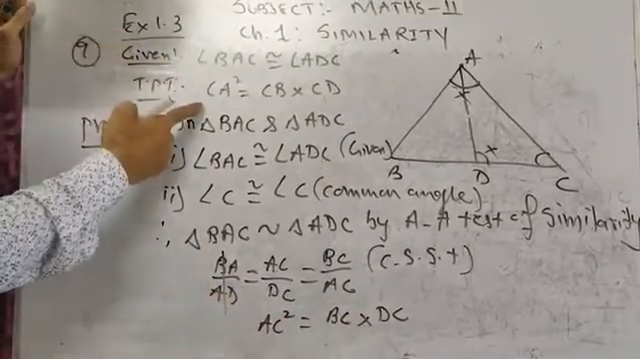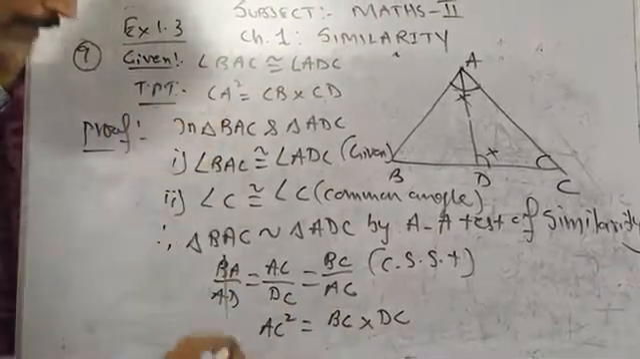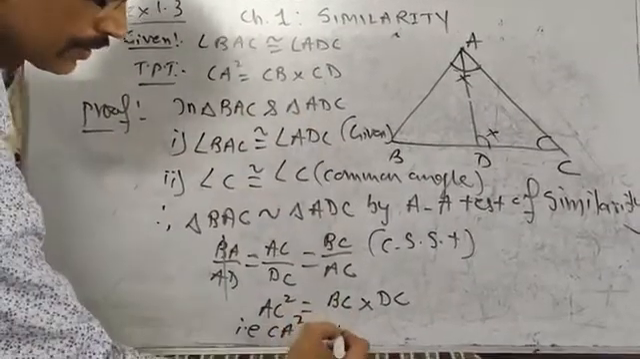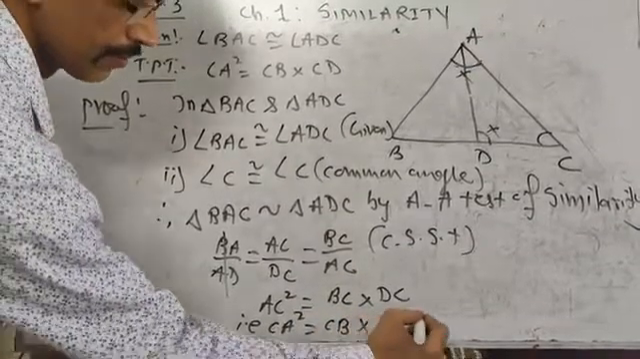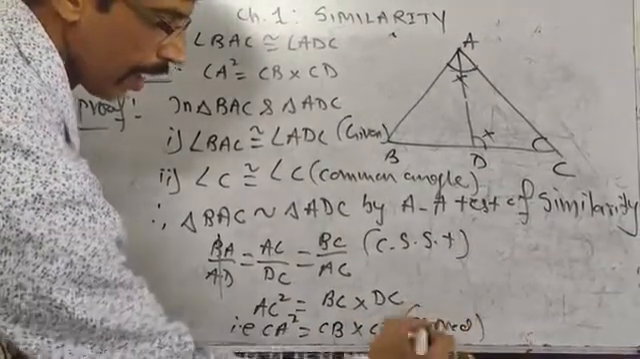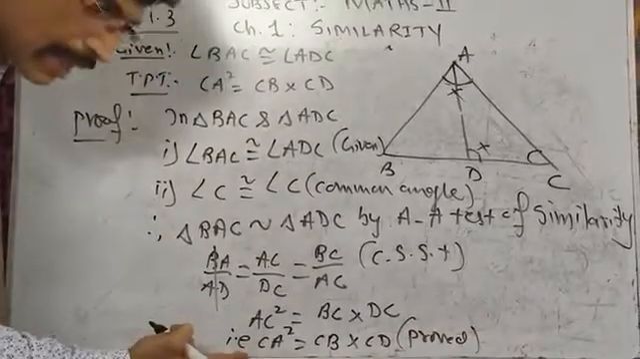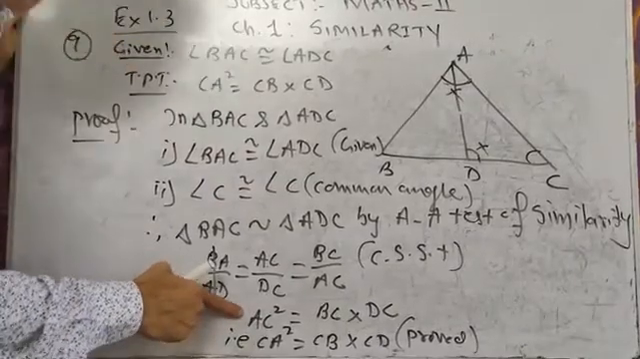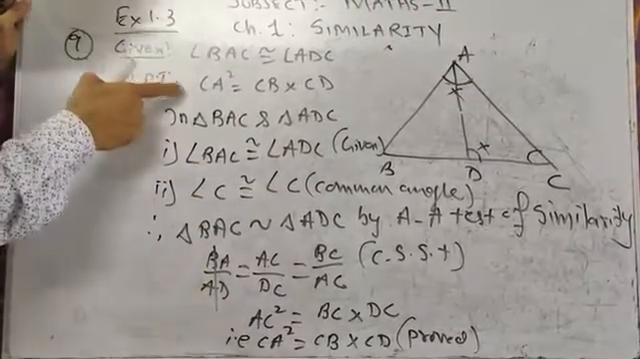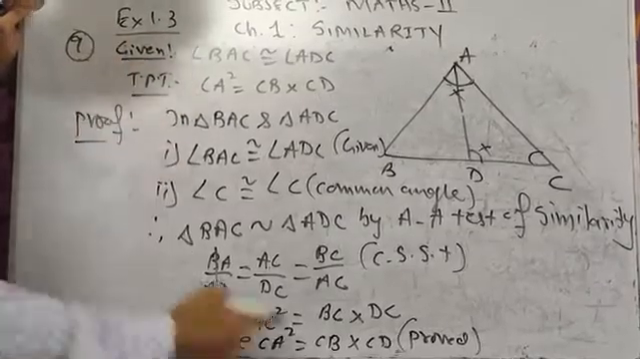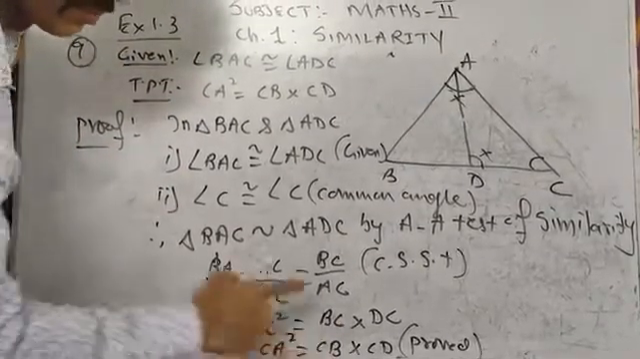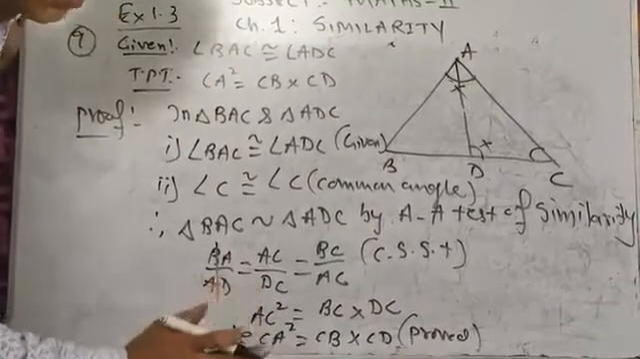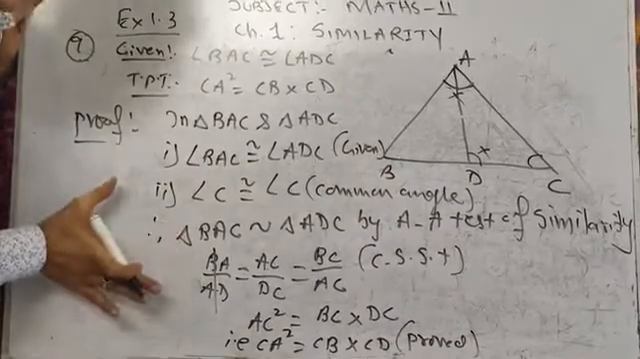Now check with the TPT. In TPT it is CA square, so I will write that CA square is equal to CB into CD. How it is there in TPT, same way we have to write in last. We got the answer in this manner here, so after getting the answer we will write like how it is there in the TPT. CA square is equal to CB into CD. Meaning is same. Here AC means CA only. Meaning is same, and here the sum is over. Very small sum and very easy sum.